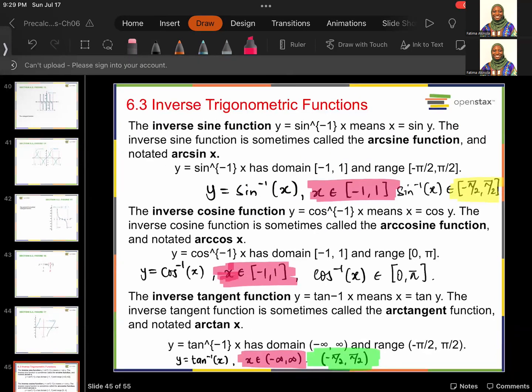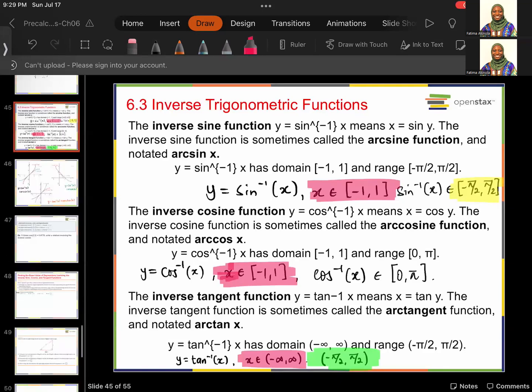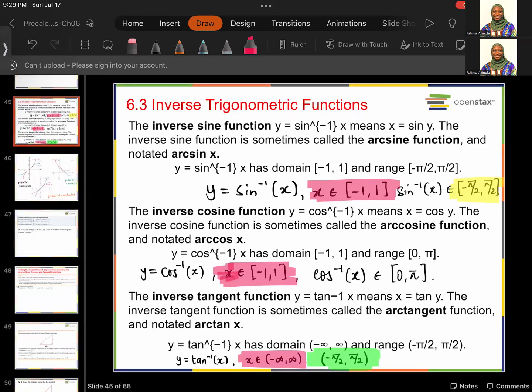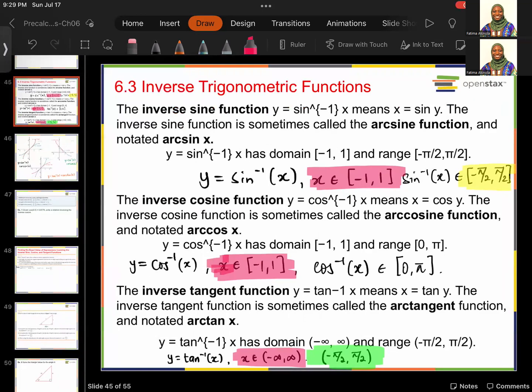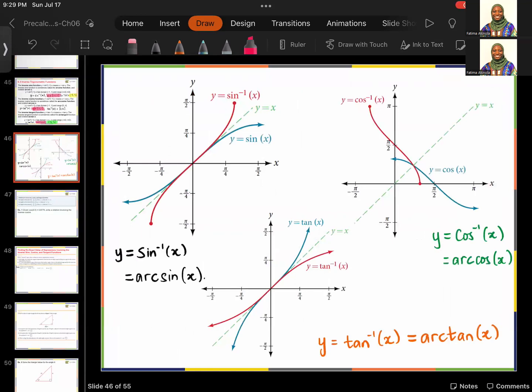Now let's move to seeing what the graphs of these functions look like. I think I have all three on the same page. So first, this is the one for sine, so this is sine inverse. I already have them written down.